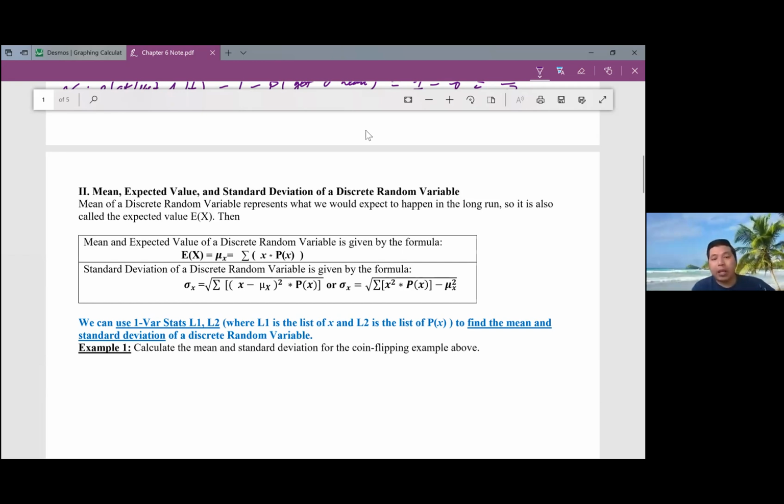And for the standard deviation, we take x minus the mean of x, square the quantities, and then multiply by the probability of x. Then we should be able to get the variance. Don't forget, for every standard deviation, we need to take the square root.